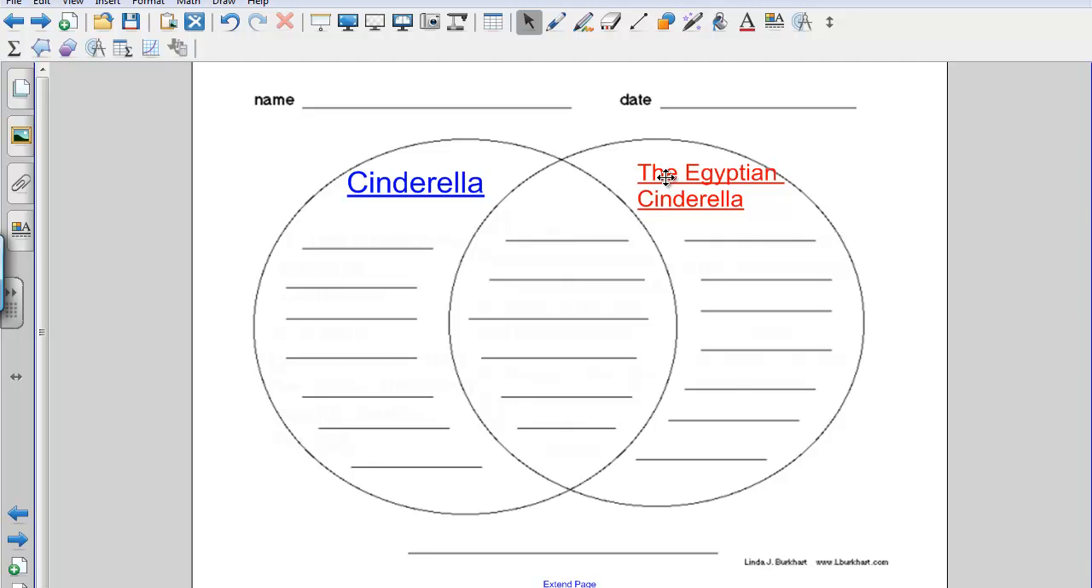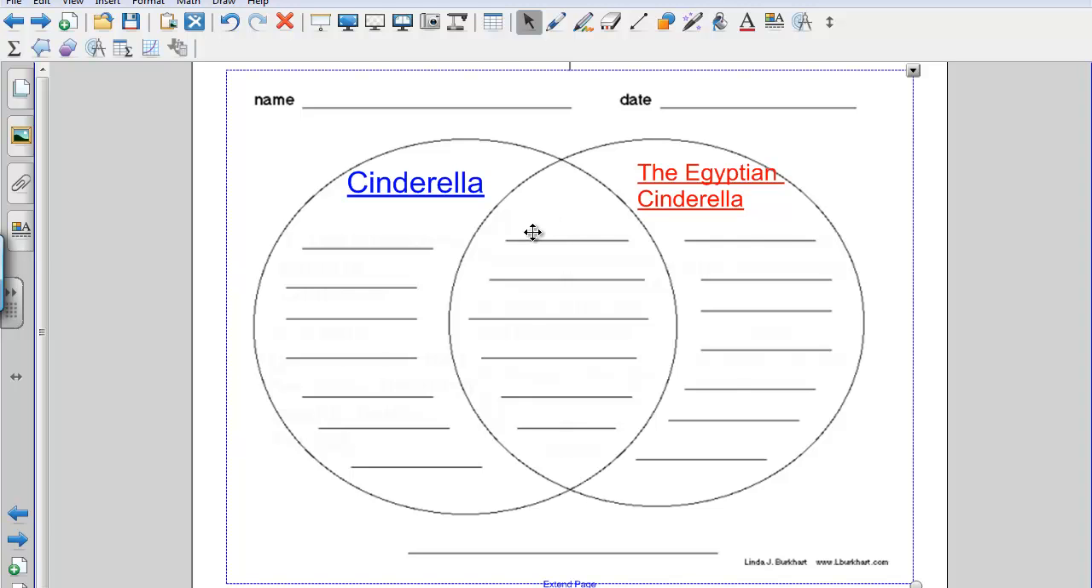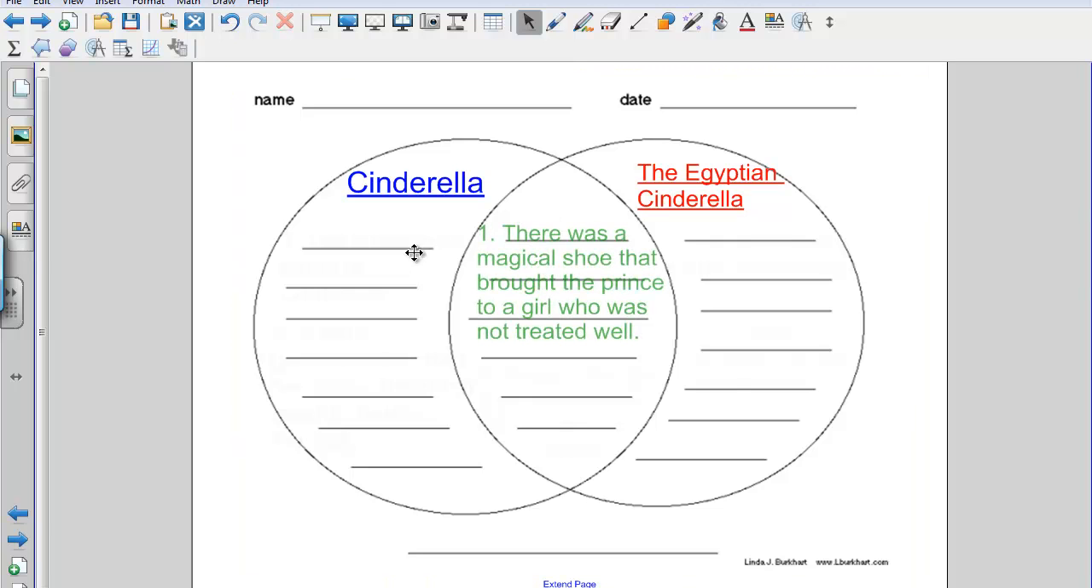There were many things that were the same in both of these stories, but there are also many things that were very different. Here are two things that were the same. Number one, I chose there was a magical shoe that brought the prince to a girl who was not treated well. Number two, there were girls who treated the main character poorly. I used complete sentences to write two comparisons.